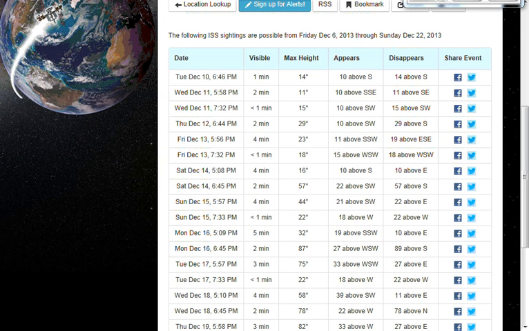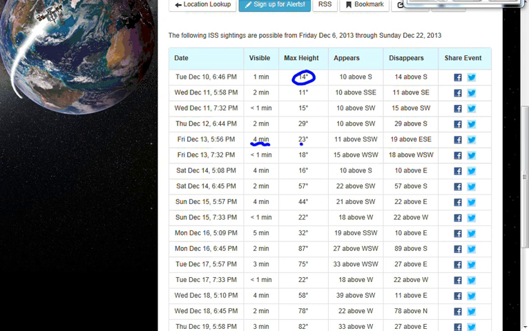But it's not a very good sighting. It's only visible for 1 minute, and it's only visible 14 degrees above the horizon. In order to have a good sighting, we want to have 30, 40, 50 degrees above the horizon. So I would say the next really good sighting that we'd see, it's too bad. This one's a 4-minute sighting, so it lasts for a while, but it's only 23 degrees above the horizon here.